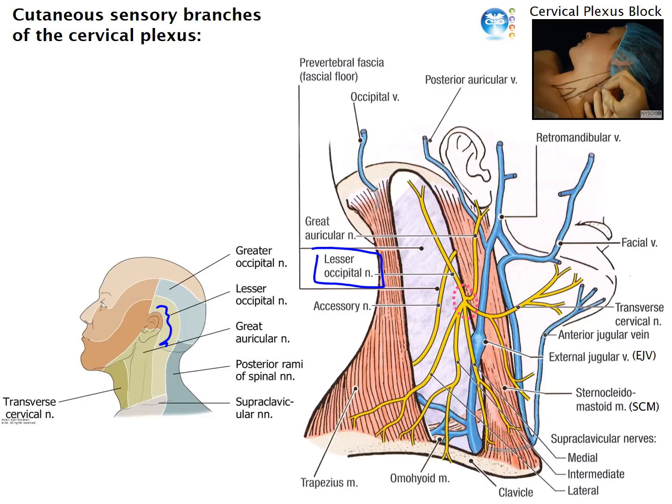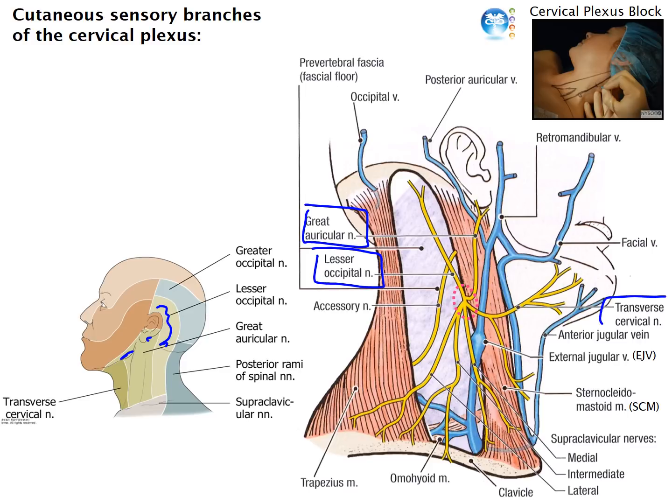The great auricular nerve courses superficial to the sternocleidomastoid muscle on its course toward the earlobe. The great auricular nerve supplies the skin of the lower part of the ear, and it supplies an area of skin over the angle of the mandible, as well as part of the mastoid process.